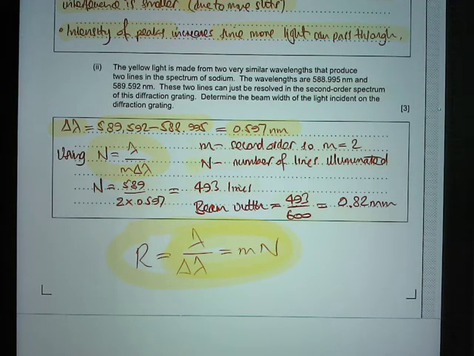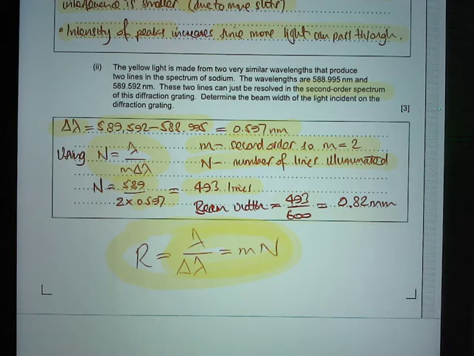n is the number of lines illuminated. You're going to need to use that. m is the order of the diffraction line you're seeing, the one that you see through the diffraction grating, and that's 2. It's been given in the question here. It says that the second order spectrum has been seen. Put your values in, 589. I haven't bothered with nanometers because it'll cancel out with this. That's nanometers. It can be just 589 and 0.597. And you eventually will find that 493 lines are illuminated.